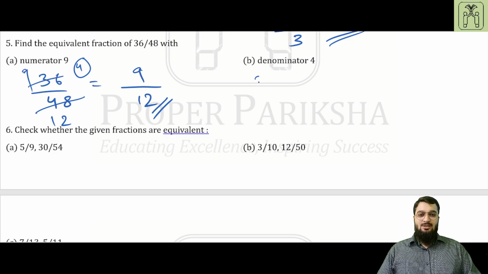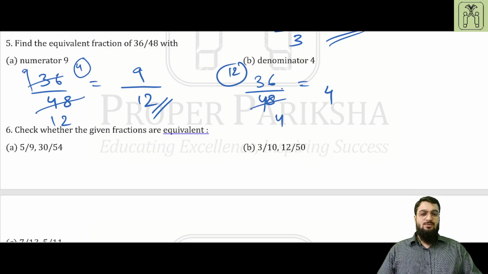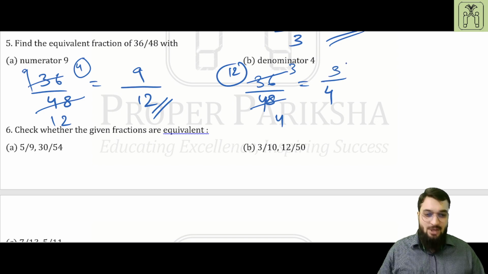Part B, 36 upon 48 with a denominator of 4. Very easy. What is 4? So 12 will be the common factor, and 12 4 times will be 48, and 12 3 times will be 36. So the answer will be 3 upon 4.